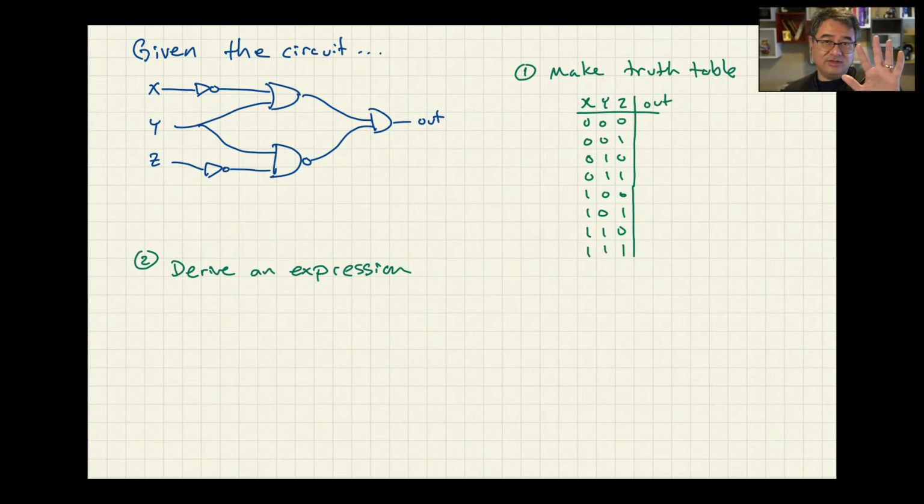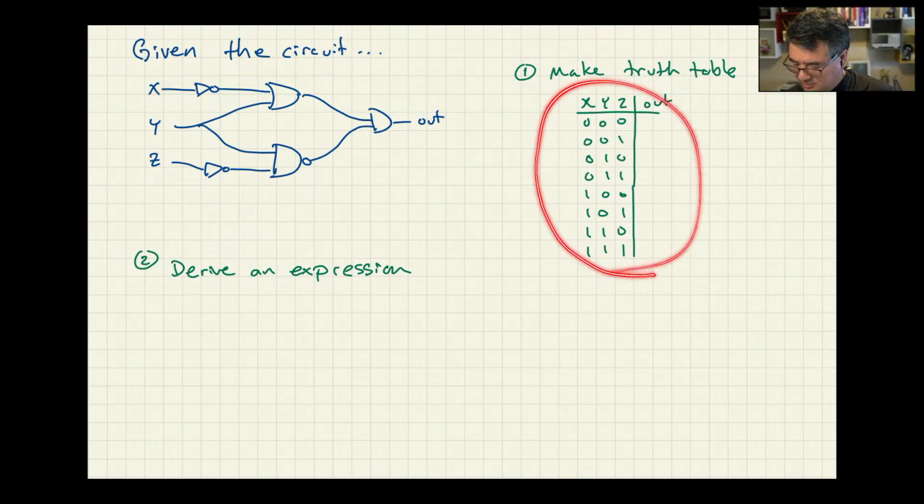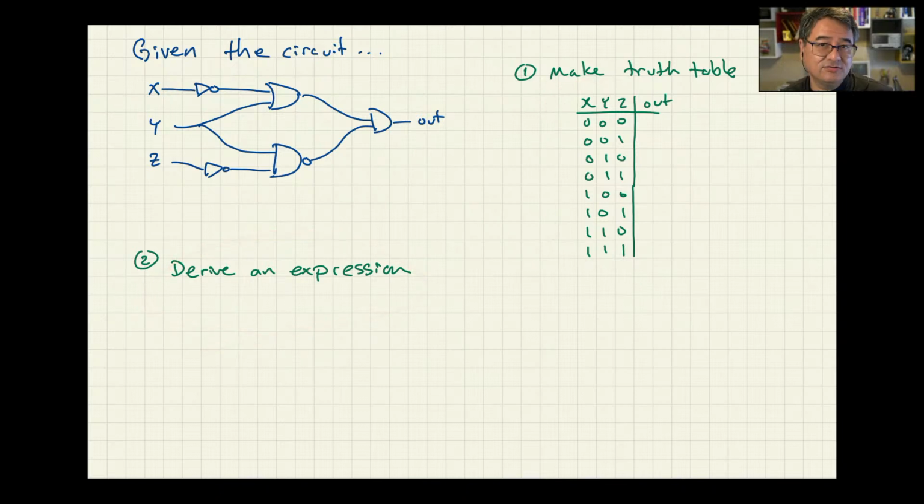So here is a skill that I want you to develop. If I give you a circuit like this, I want you to make the truth table and then try to figure out an expression using the words and, or, and not that also represents that circuit.